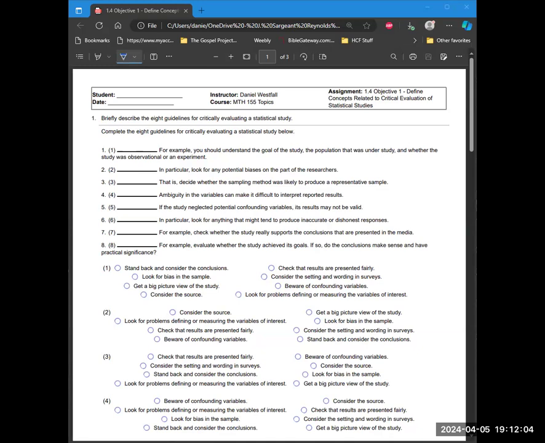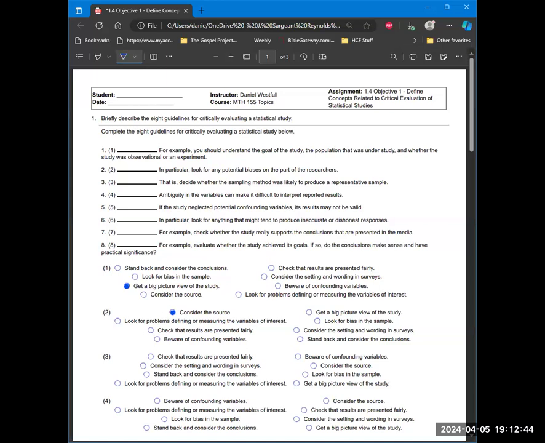So, number 1 is get a big picture view of the study. And it says, for example, you should understand the goal of the study, the population that was under study, and whether the study was observational or an experiment. Step 2 is to consider the source. So that is here. And they say there in particular, look for any potential biases on the part of the researchers.